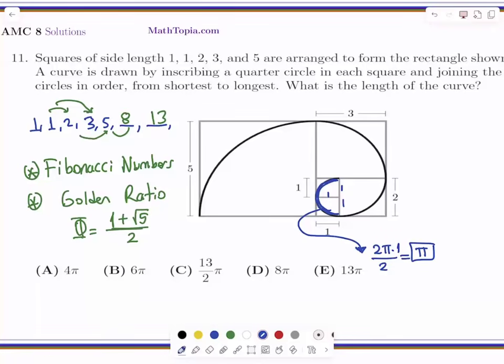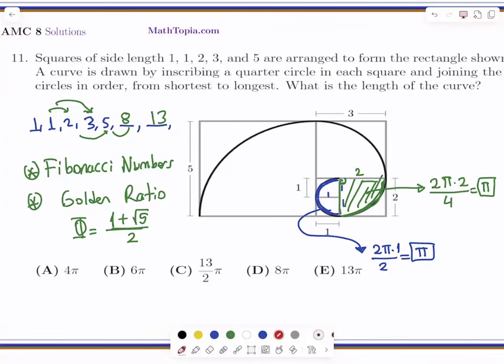Let's go step by step. Then what is my second, the green one? The green one is what? It's called a quarter circle, right? Yes. And then 2 pi, what's the radius? The radius is 2. And then should I divide by 2 or should I divide by 4? 4, because it's a quarter circle, right? Yeah.